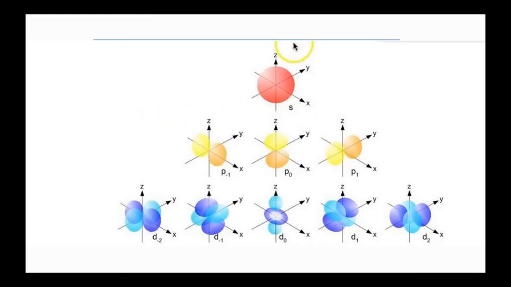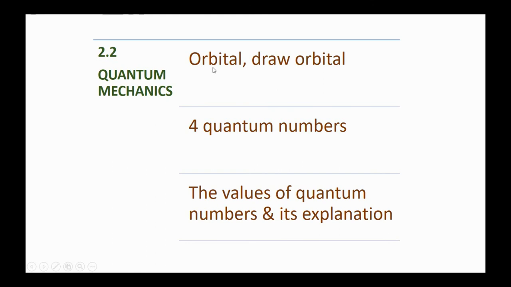So what's important in 2.2, which is quantum mechanics, the first thing is you should know how to draw orbital, and you should know what is orbital. Next, you should know what is meant by the four quantum numbers and how to find the values of the quantum numbers and what are the explanations.